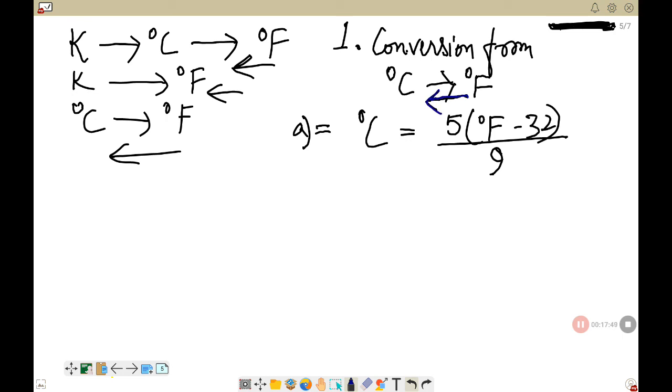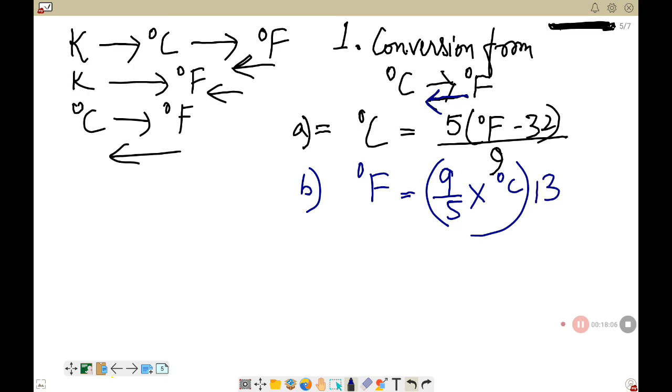So number B is from degree Celsius to Fahrenheit, that is, temperature in degree Fahrenheit equals 9 by 5 into degree Celsius, plus 32. So these are the two formulas to convert either from degree Celsius to degree Fahrenheit or from degree Fahrenheit to degree Celsius. All right, now how do you convert?